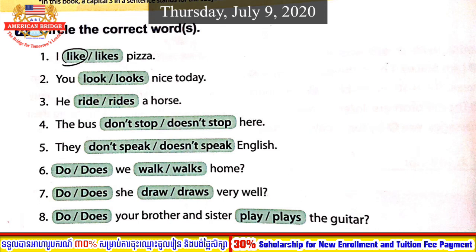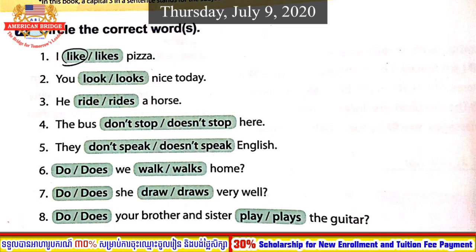Let's look at number 8, the last one. Our subject is your brother and sister. So your brother and sister is two people, right? So plural. So we have to use do or does. We have to use do. So do your brother and sister play or plays the guitar? So like I told you, in the question we don't need to add anything. So do your brother and sister play the guitar?